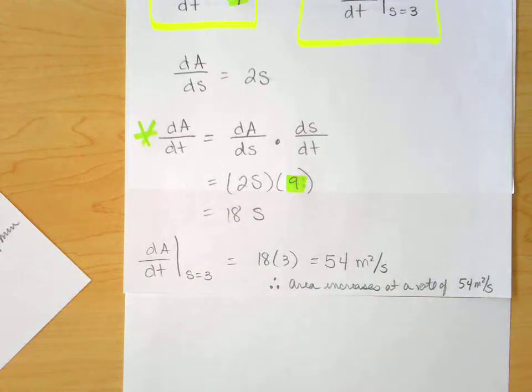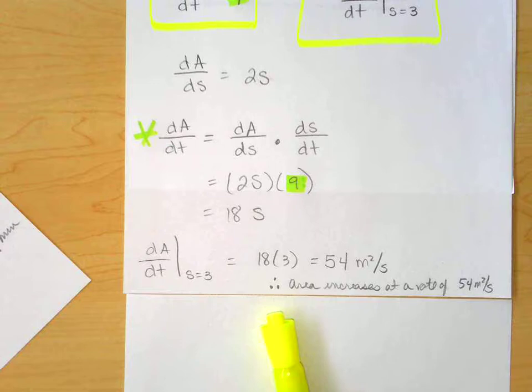It is a very important practice to finish a problem by writing out a therefore statement. So I'm going to say therefore, here's a mathematical symbol for that word, therefore the area increases at a rate of 54 meters squared per second.